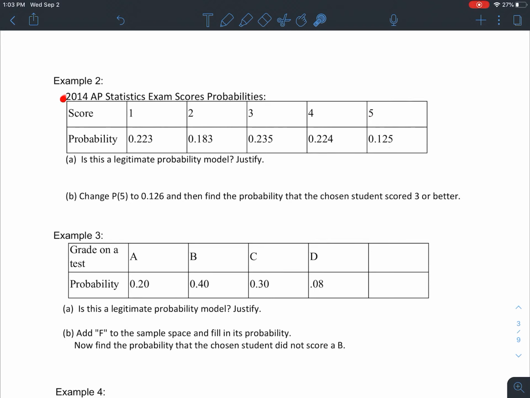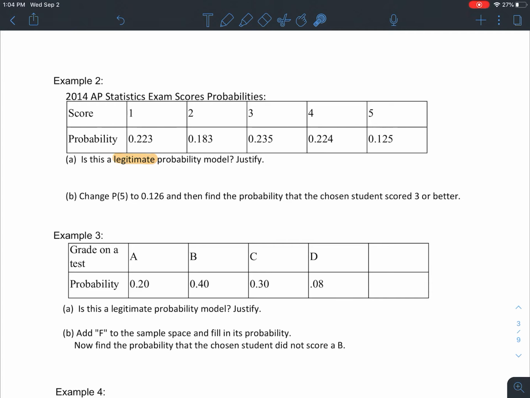Here we have the scores you can get on an AP test, 1 through 5, and this represents the allocation of the 2014 AP Statistics exam. So this is saying that 22.3% of the students got a 1, or in other words, the likelihood of getting a 1 is 22.3%, 18.3% for a 2, and so on. So the question is, is this actually a legitimate probability model?